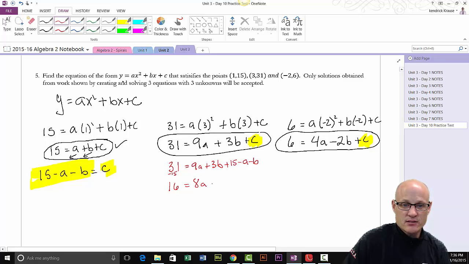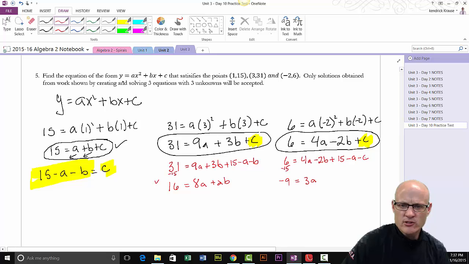8a plus 2b. There's one of my equations. I'm going to bring this, so 6 equals 4a minus 2b plus 15 minus a minus c. I'm going to subtract this 15 over. I get negative 9 is equal to 3a.